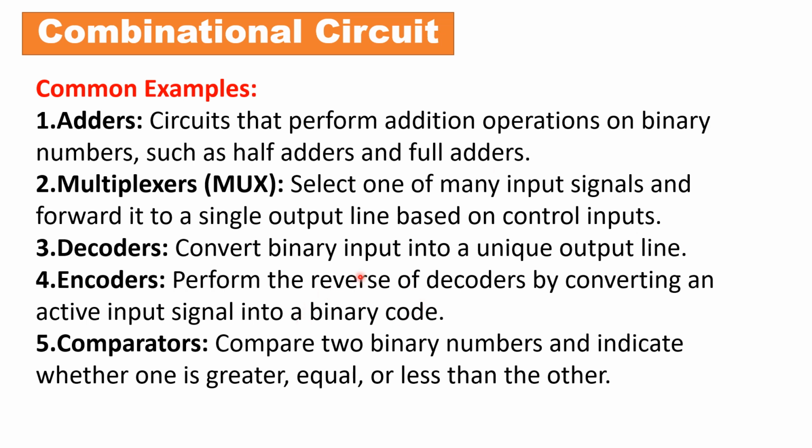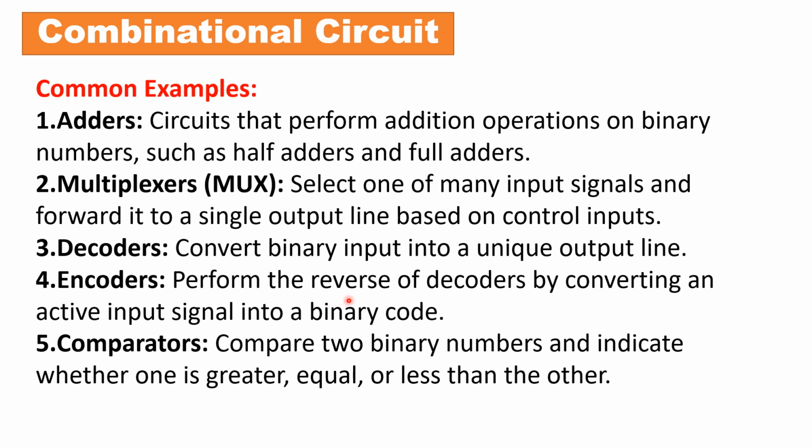Multiplexers are devices that select one of several input signals and route it to a single output. The selection is controlled by input signals called select lines. Decoders convert a binary input into a unique output line. For example, a 2 to 4 decoder takes a 2-bit input and activates one of the four output lines corresponding to the binary value.